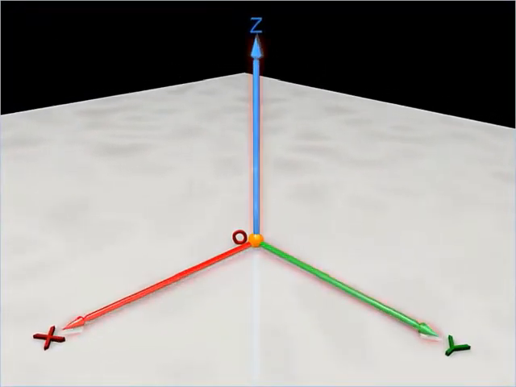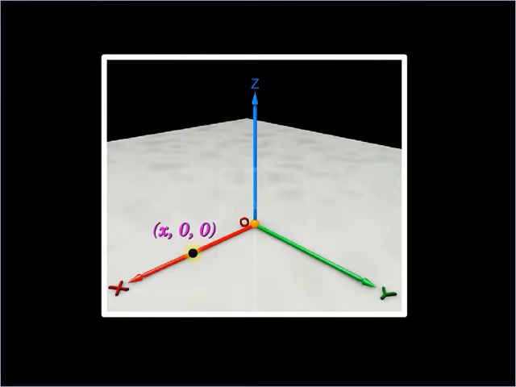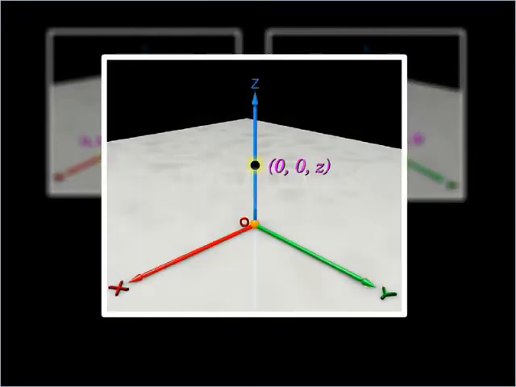Since the origin is at the intersection of these three axes, and the distance of the origin is equal to 0 from all the axes, its coordinates are 0, 0, 0. Also, a point on the x-axis has its y and z coordinates 0, as the distance of the point along OY and OZ is 0. Similarly, a point lies on the y-axis if its x and z coordinates are 0, and a point lies on the z-axis if its x and y coordinates are 0.